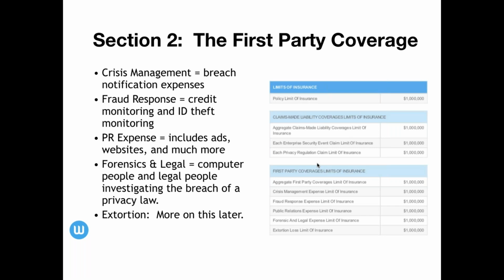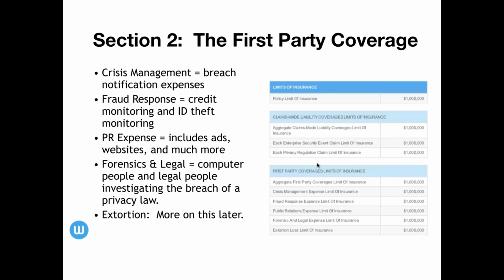So one of the questions we get asked most frequently is how a standalone policy differs from a BOP policy in regards to coverage itself. And the first place I tell you to look for the differences is in the limits. And oftentimes they'll have incredibly low limits.